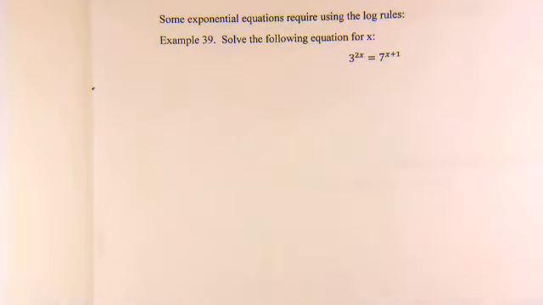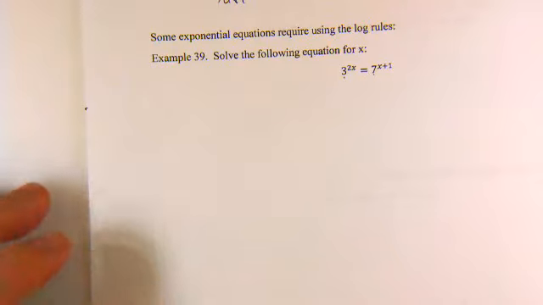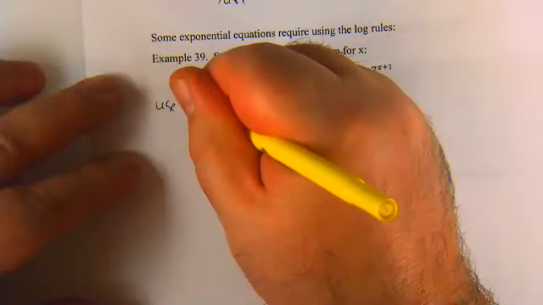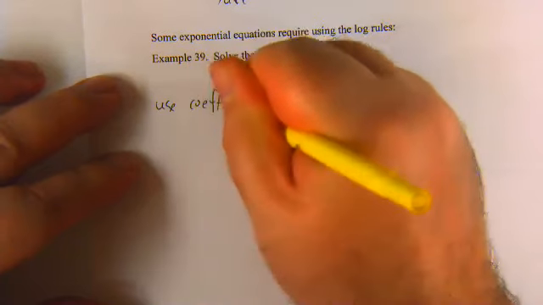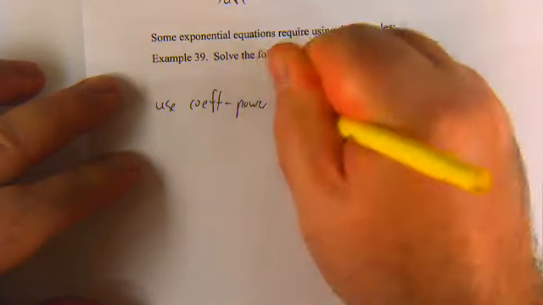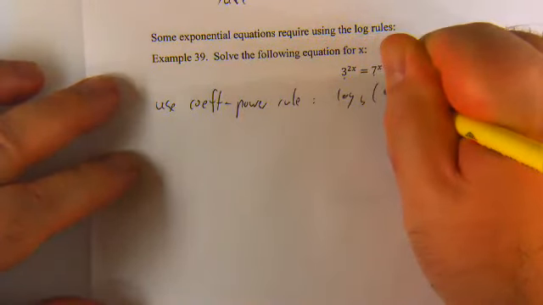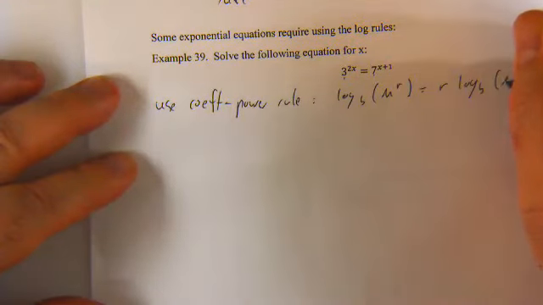So suppose we want to solve this for x. The fundamental rule doesn't work here because we've got two different bases, one is 3 and one is 7. So we'll use the coefficient power rule, which is that log base b of m raised to the r is r log base b of m.